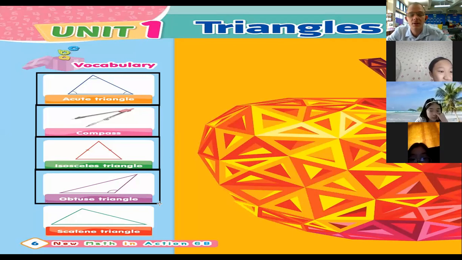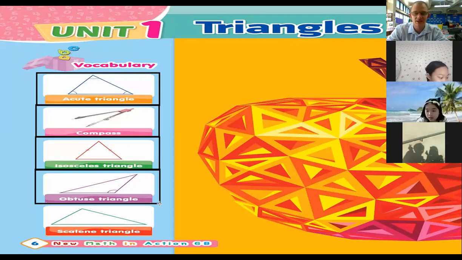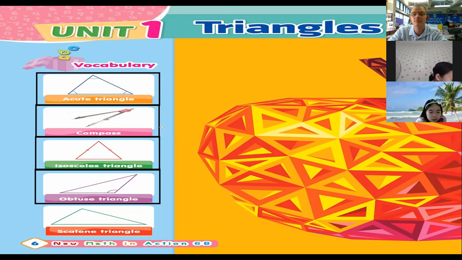Isosceles triangle. All together, yeah? Isosceles triangle. That one is a bit of a tongue twister. You can get your tongue twisted in a knot and make you say it incorrectly. Well done so far. Then we have an obtuse triangle. Obtuse triangle. One more time, all together, everyone. Obtuse triangle. Very good.